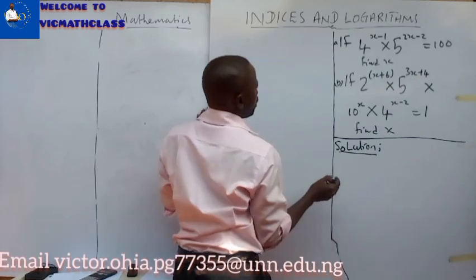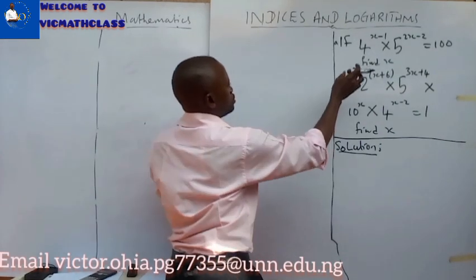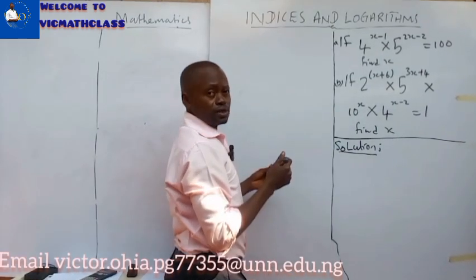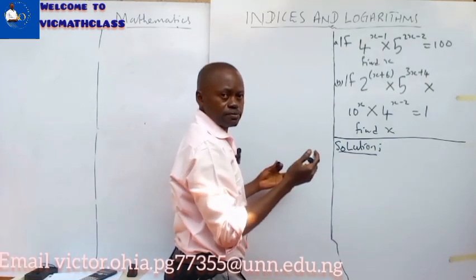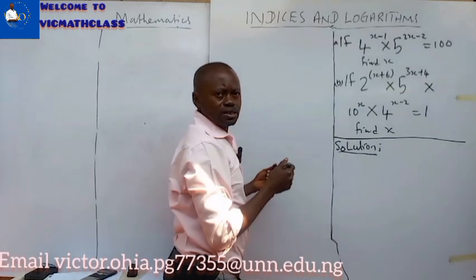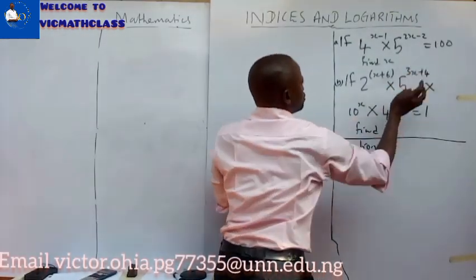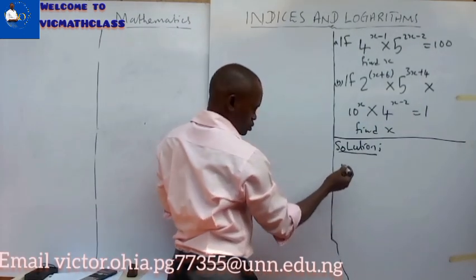So that somewhere, as I am looking at it, is this 4, because it has chances of being taken to index form. Okay, the possibility is there. But this 5, that possibility isn't quite there. And this 100, even if I say 10 squared, there's nothing to balance it with. So let's start from here and see what is going on.